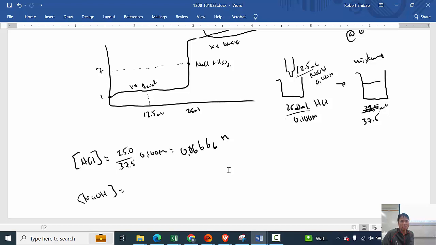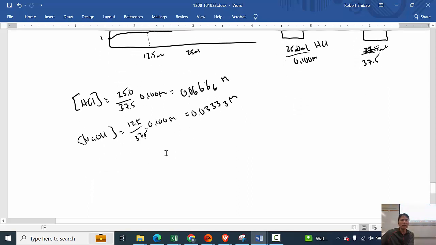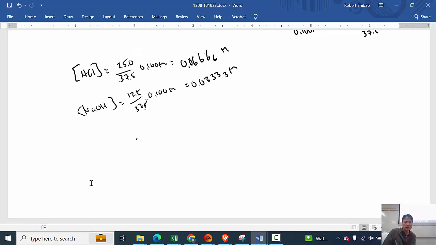How about the sodium hydroxide? What's the dilution factor there? 12.5 over 37.5. So this is going to be half of that. So it's going to be 0.0333 molar. I'm going to do this to three sig figs. I don't want to round it because it's going to change this a little bit. And so I'm going to have my HCl and NaOH. But what I'm going to do is I'll continue this later.